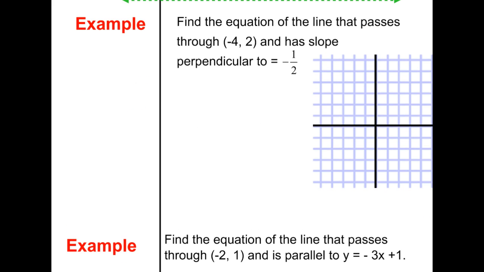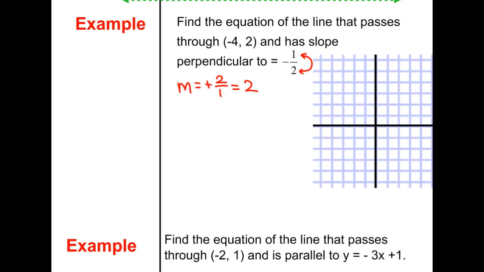So find the equation of a line that passes through negative 4, 2 and has a slope perpendicular to negative 1/2. So remember, perpendicular, that means it's the opposite reciprocal. That means instead of being negative, it's going to be a positive. And the reciprocal means we take this and we flip the top and the bottom. So it's going to be positive 2 over 1, which is the same thing as 2. There's our slope. Easy peasy, right?